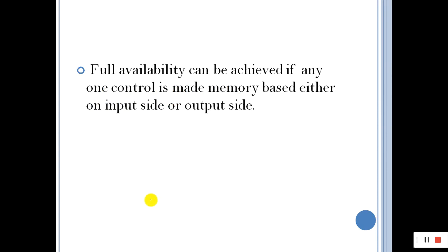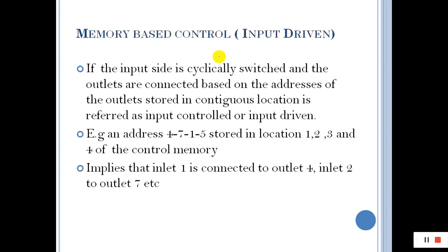Full availability can be achieved if any control is made memory based. So the question is, how can full availability be achieved? If any one control is made memory based, either on the input side or the output side. So full availability can be achieved by inserting memory elements at the input side or output side. So what is it? Memory based control, input driven.